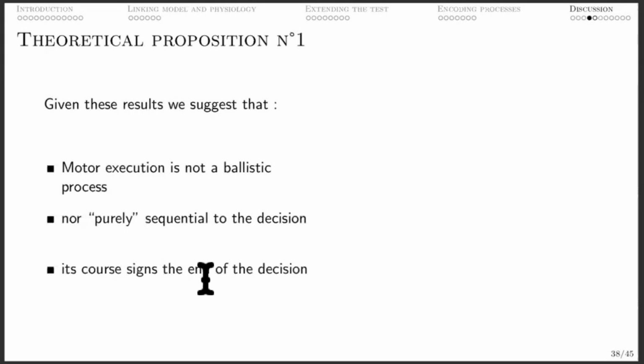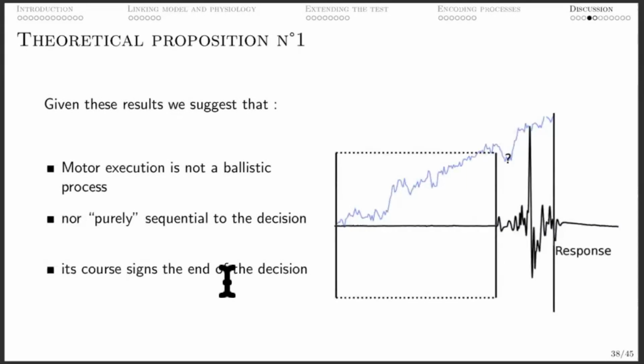However, and this is a kind of new proposition, we think that the course of this motor execution signs the end of the decision. So this gives approximately the following representation. We have an evidence accumulation as formalized by evidence accumulation models. Then we have an engaging in the response execution that we are recording using EMG, but it seems that the accumulation is continuing, because when we increase the time needed to execute the response, there are sometimes where participants are more accurate than others.